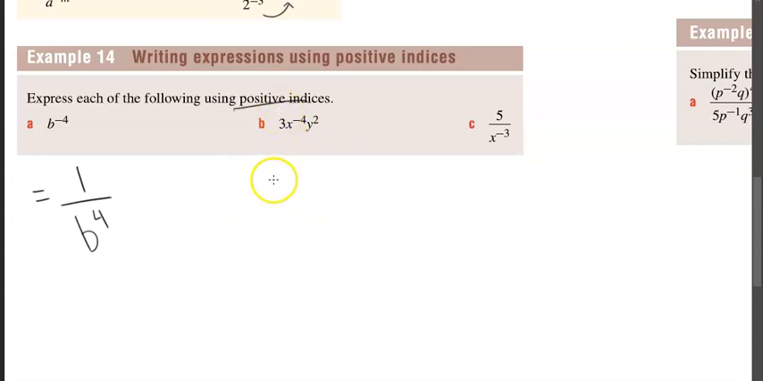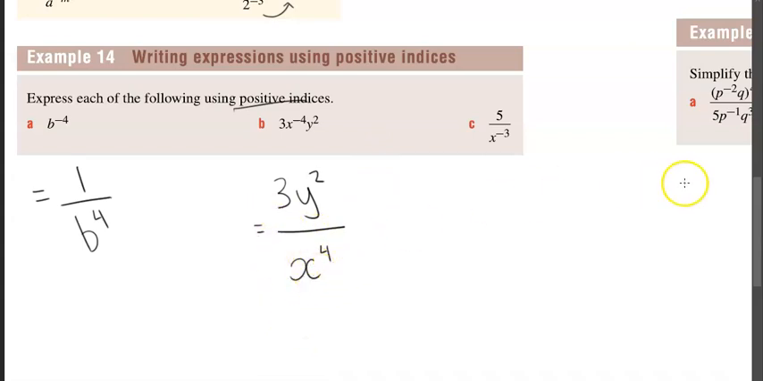The 3 is a positive, so we keep it on top. The y squared is a positive, so we keep that on top. But then what goes into the bottom is the x to the power of -4. That actually just stays as x to the power of 4. We take away that negative, but as a result, we put it into the bottom. And that's all there is to it.